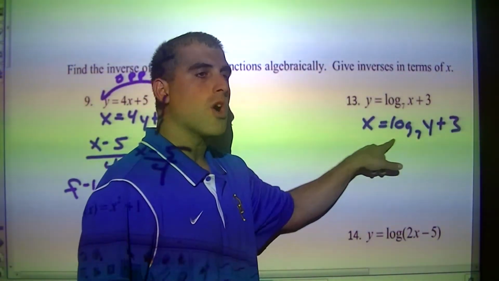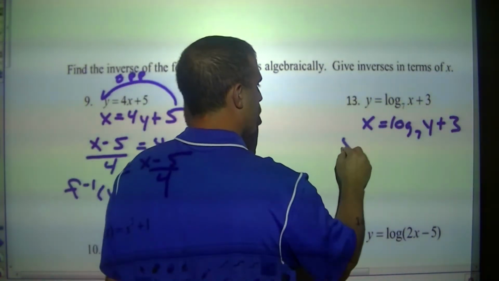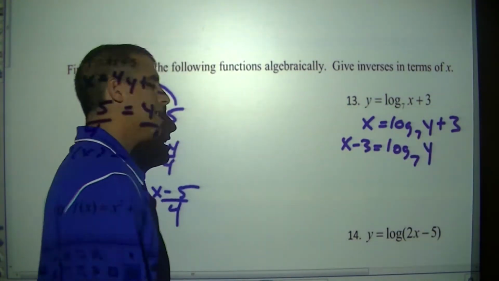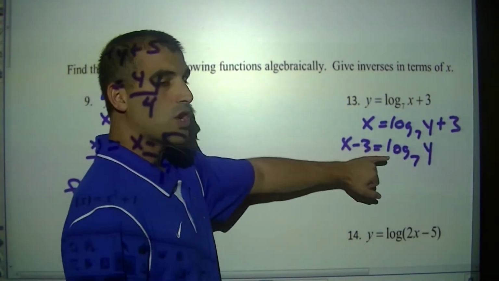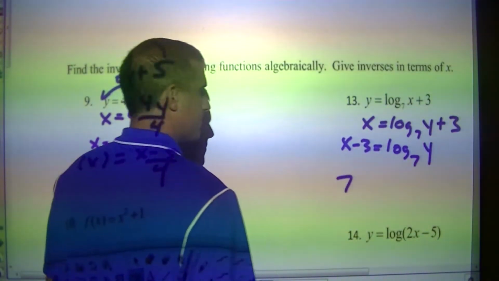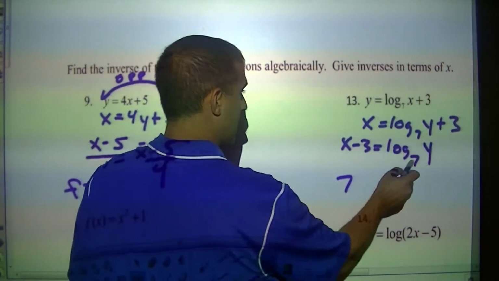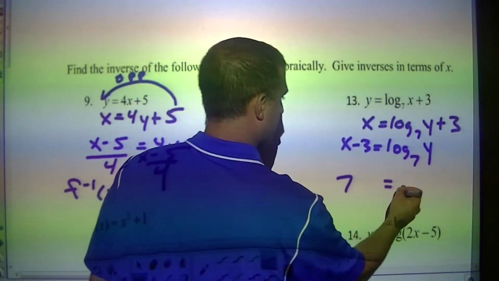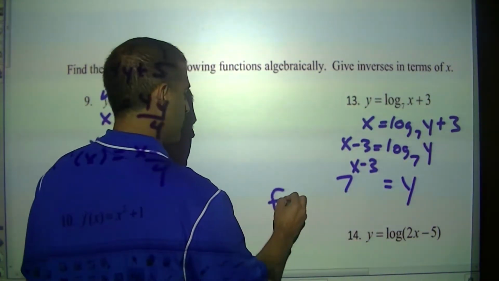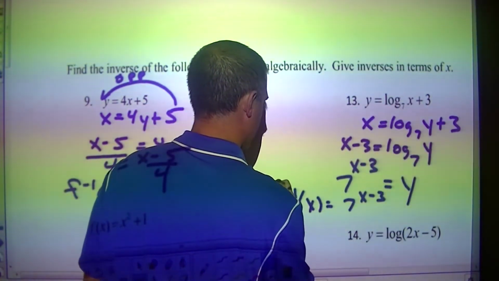what you're going to want to do is you're going to get the log piece by itself. So this 3 is going to have to move over to here. So that's going to become x minus 3 equals the log of 7y. Now, with log, you've got to create that into an exponential. So the base is going to be the same, okay? All right, and basically, it's no longer going to equal x minus 3. It's going to equal y. The x minus 3 is going to go up here. So my inverse is 7 to the x minus 3, okay?